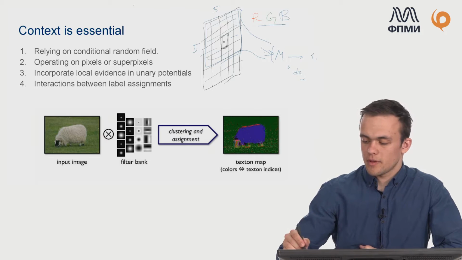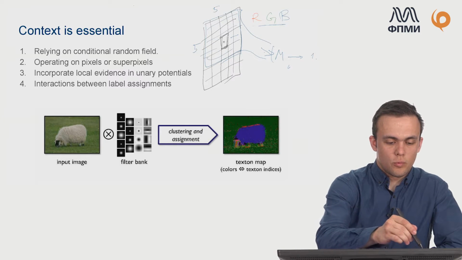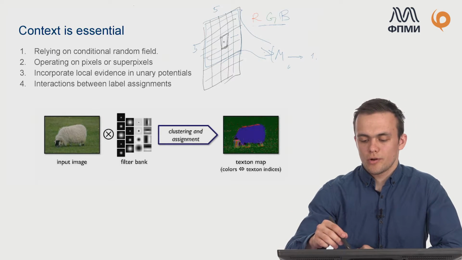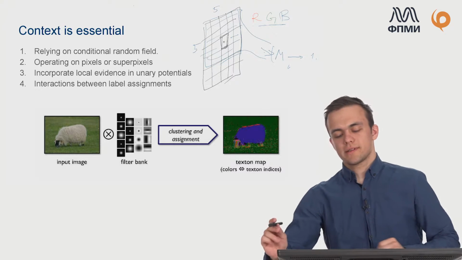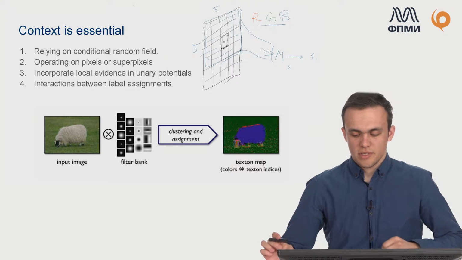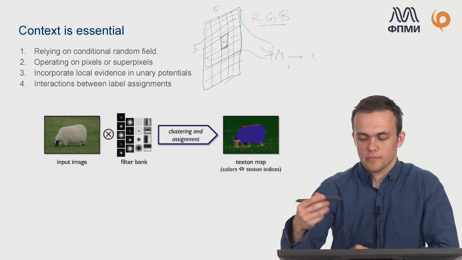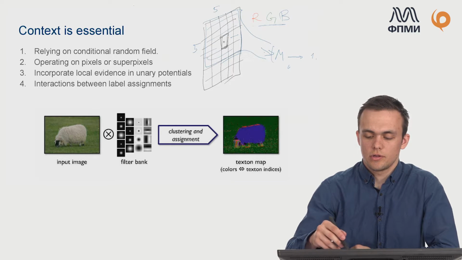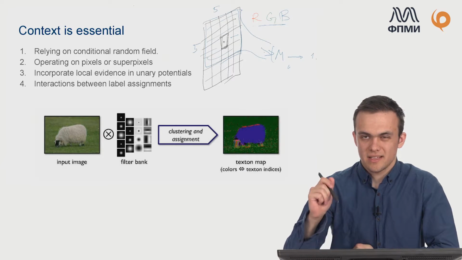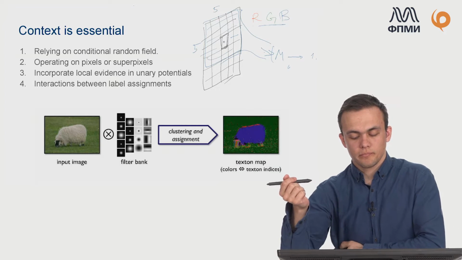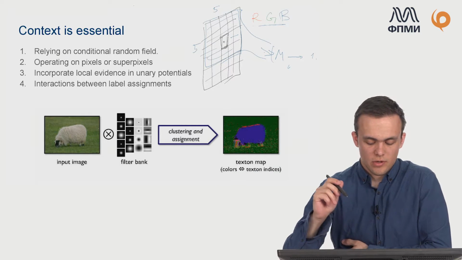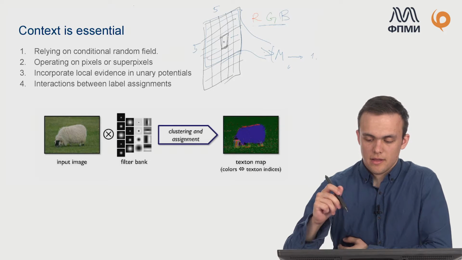Okay, so when you try to use the neighborhood, it is very important to decide how you use these values. And the early methods were using so-called filter banks.